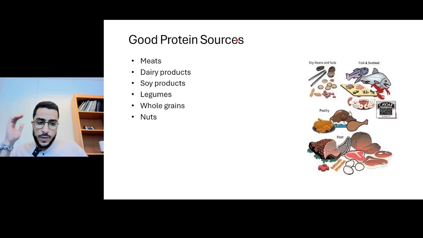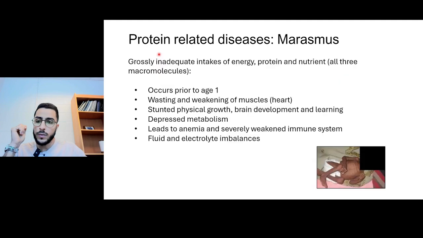Good protein sources, I mean, you know this. The higher you go here, the better, the worse they are. So nuts obviously are healthier than meats, and whatnot. So this is just for you.